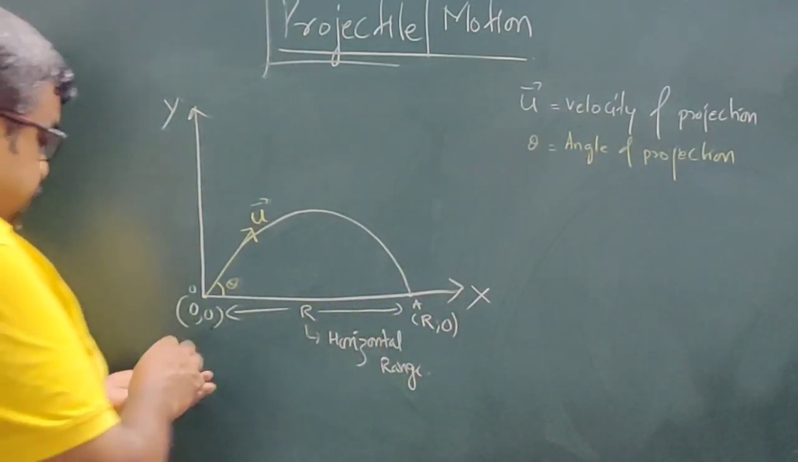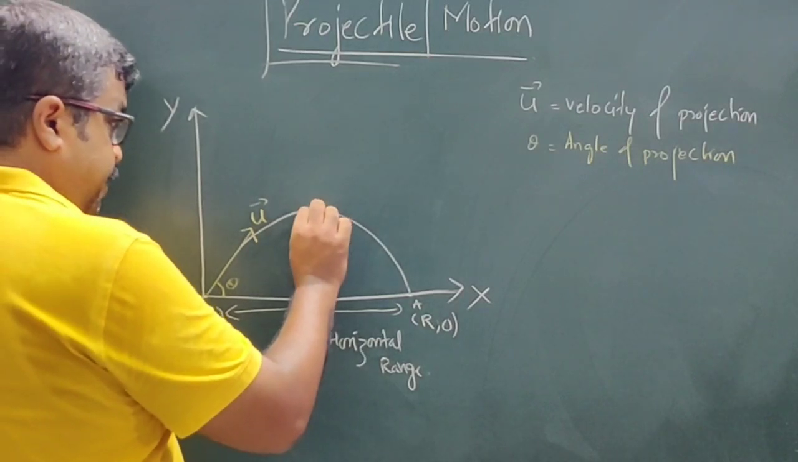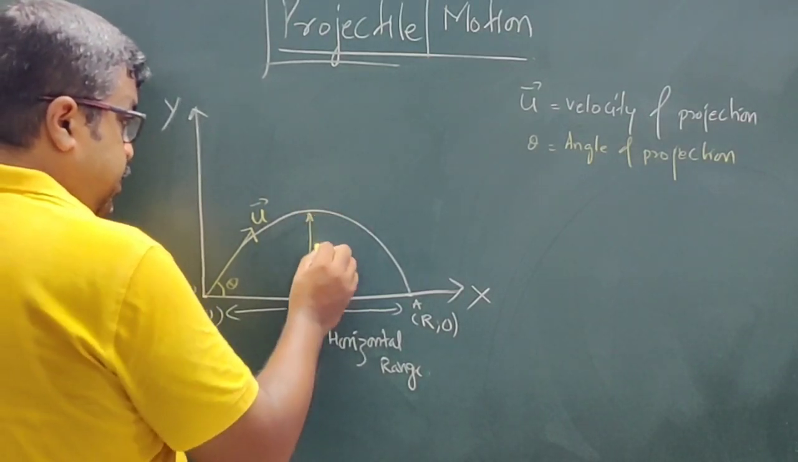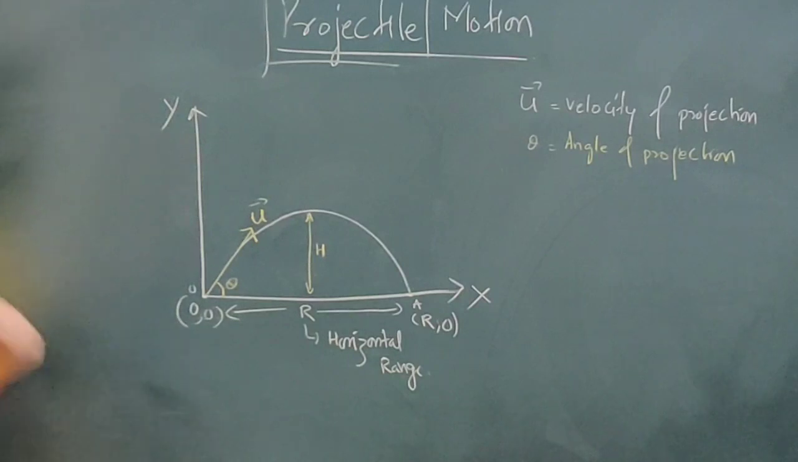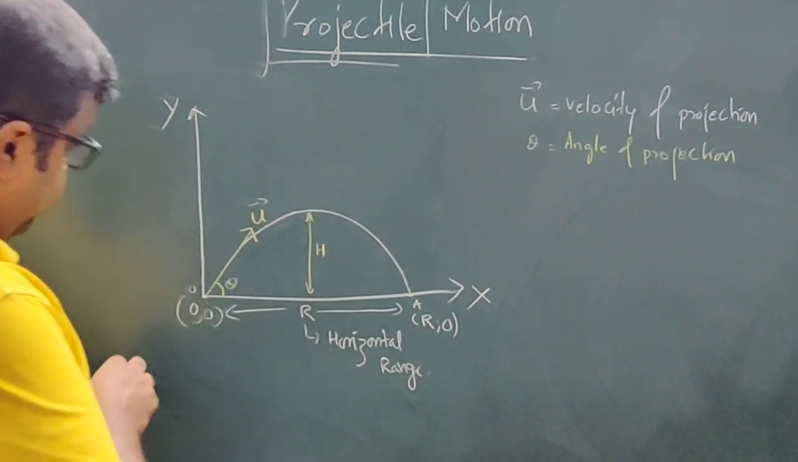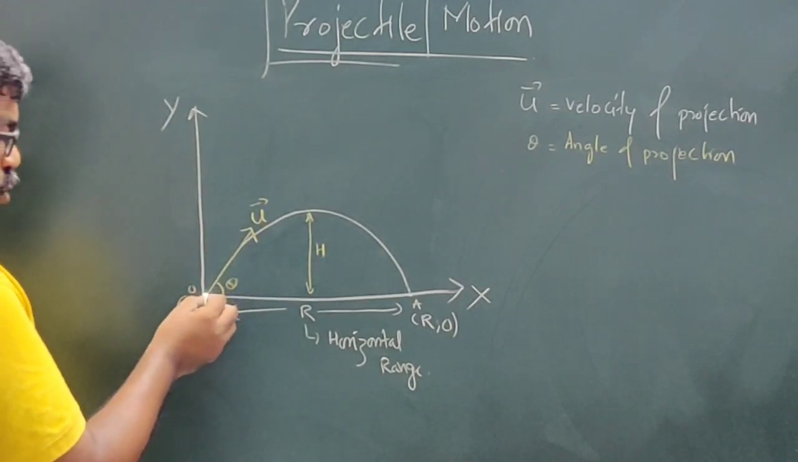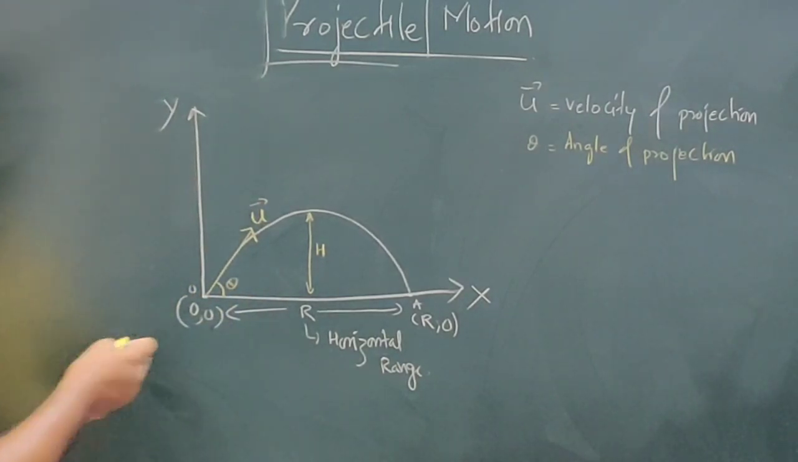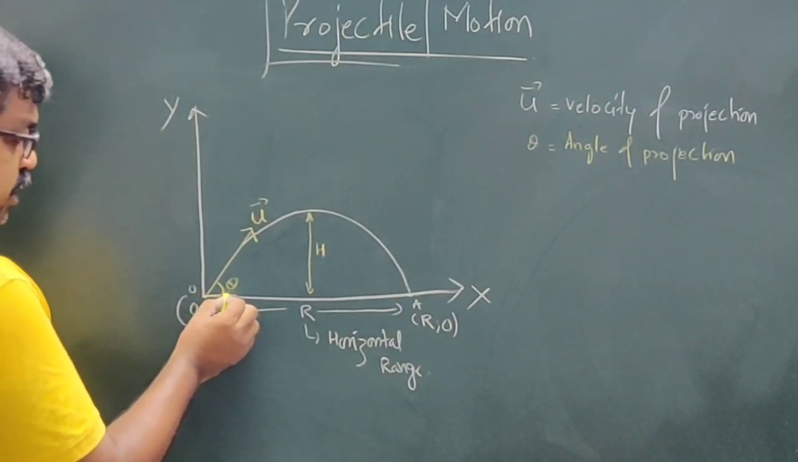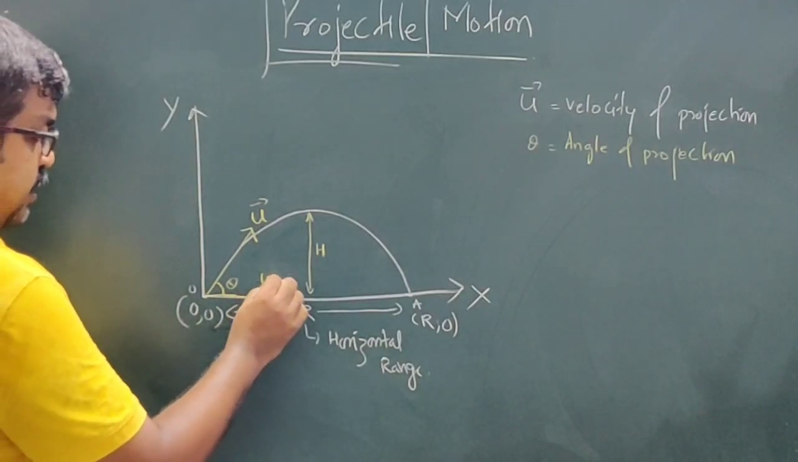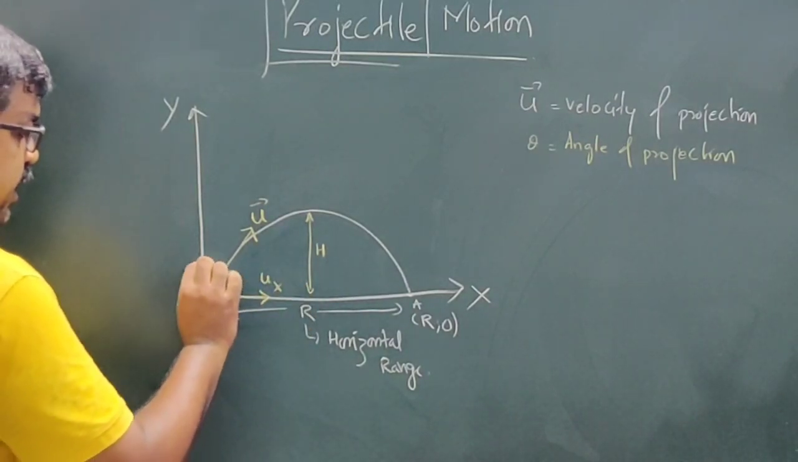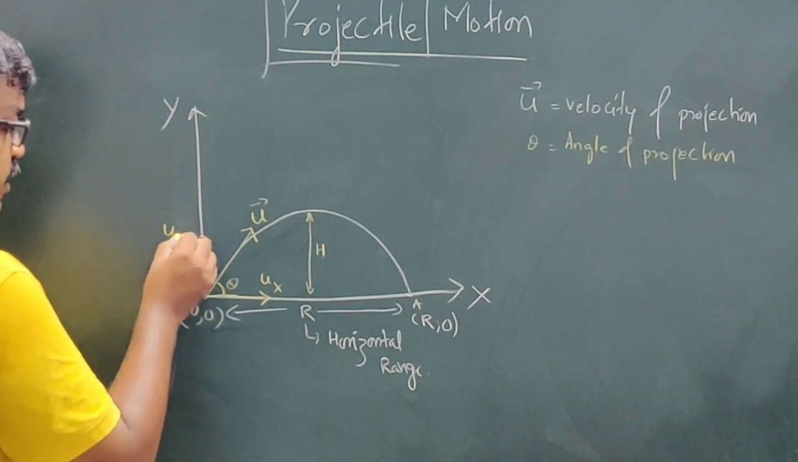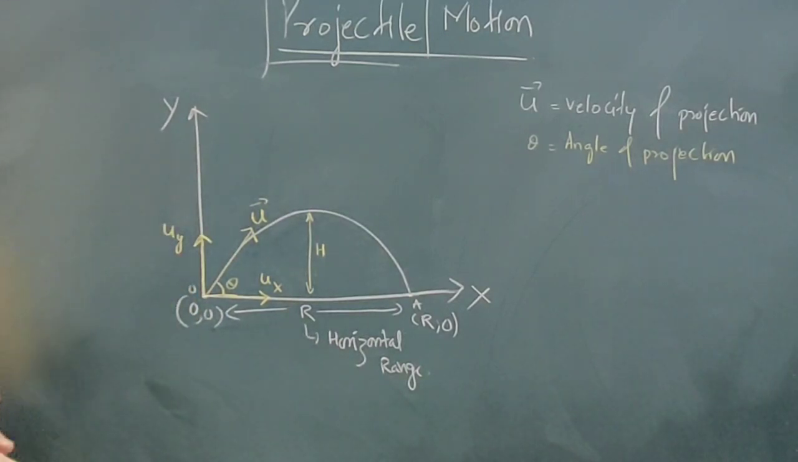This is the maximum height, so we will represent it as h. H is the maximum height. Now this is u. So I can resolve this u along the x-axis as ux and along the y-axis as uy.